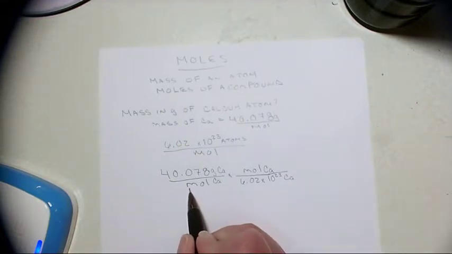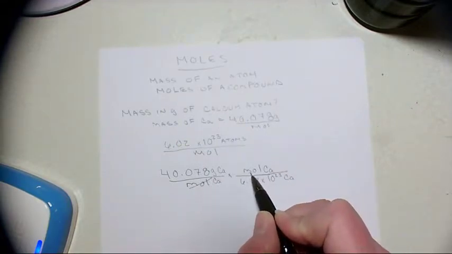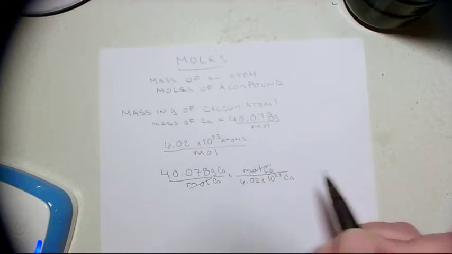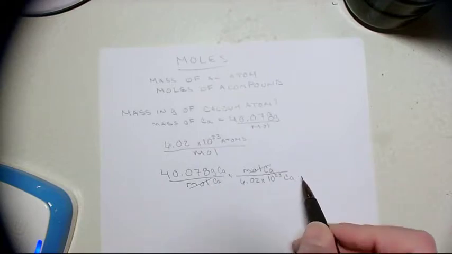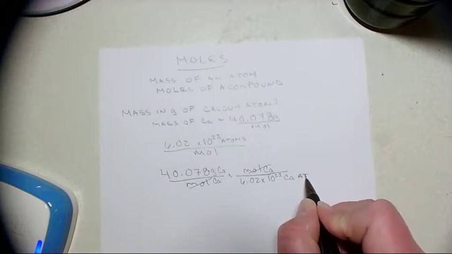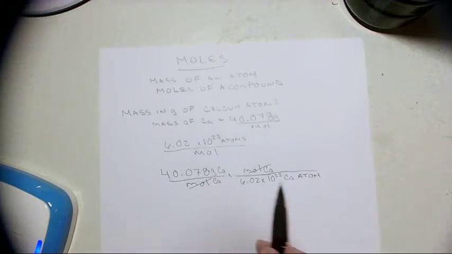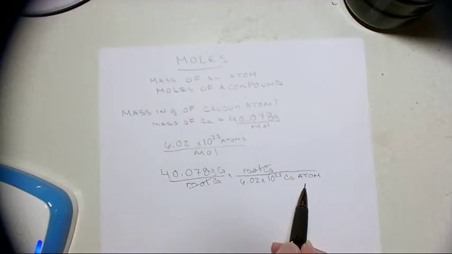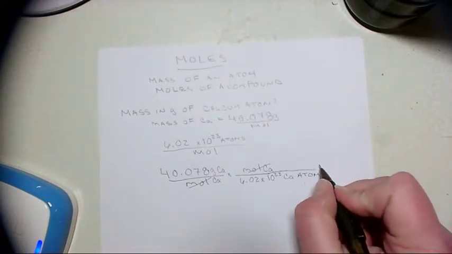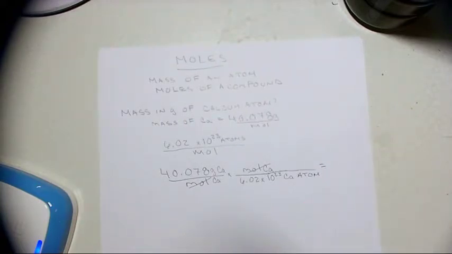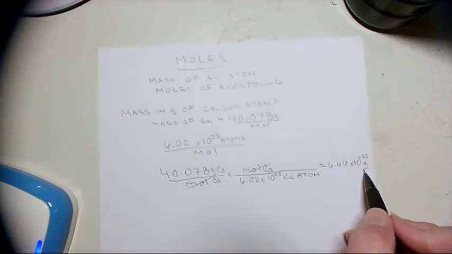So let's check. Do our units cancel? Moles of calcium, moles of calcium. And I want to get to grams per single atom. You notice that this didn't cancel out, that's fine. I'm going to get the mass per atom, which is what I want. So this works perfectly. And when I'm done, I get 6.66 times 10 to the negative 23 grams.